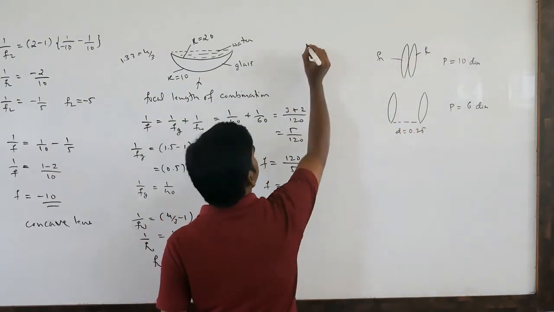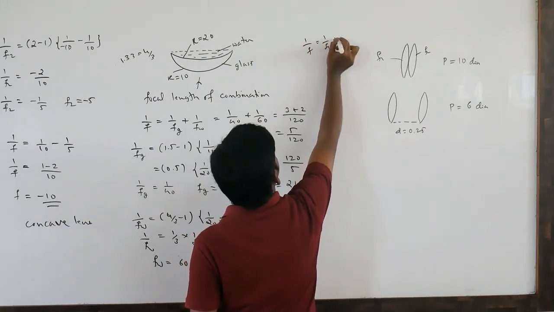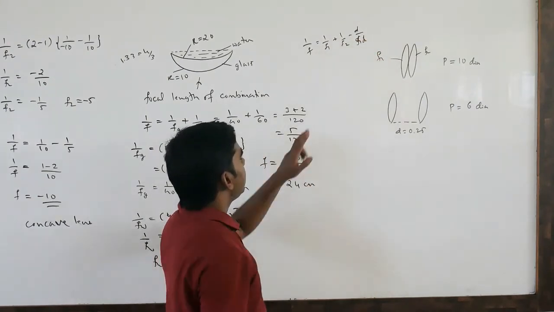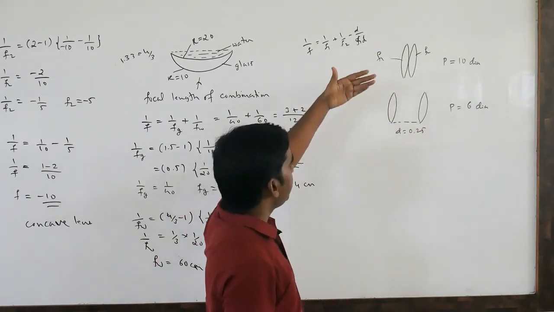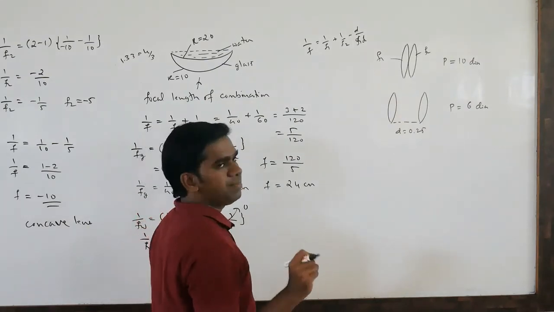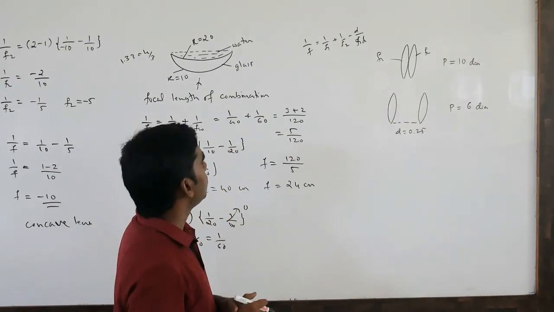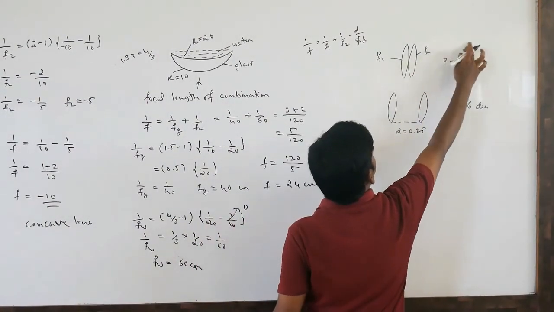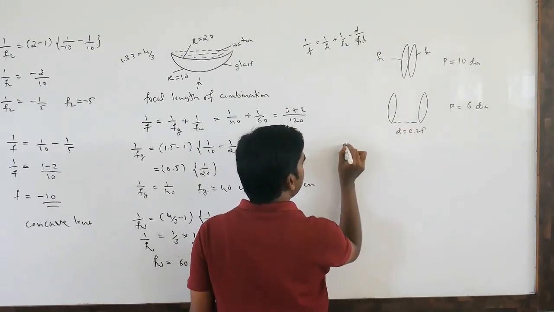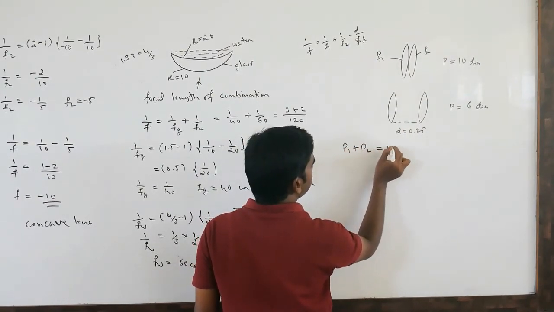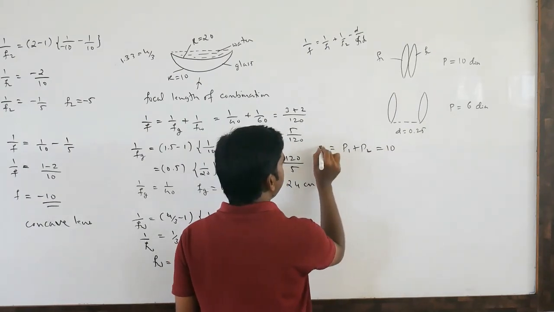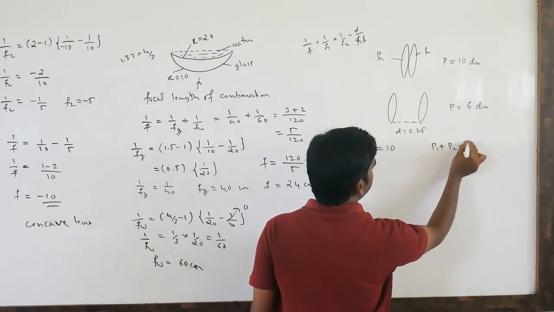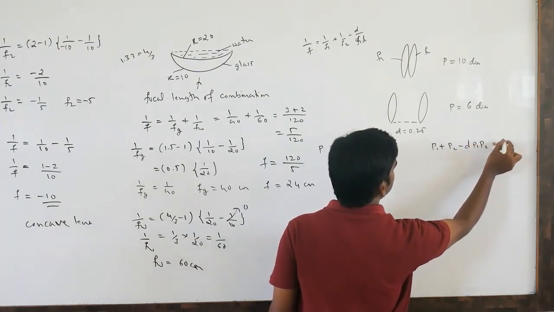So you can use the same formula: 1 by F equals 1 by F1 plus 1 by F2 minus d by F1 F2. But don't go directly for that one. They are asking for the powers. We can take 1 by power also, but that will make the calculation a little difficult. So we can directly write in terms of power only. Here they are giving equivalent power as 10. That means you can write P1 plus P2 equals 10 directly. Okay. For the second one, it is P1 plus P2 minus d P1 P2 equals 6.